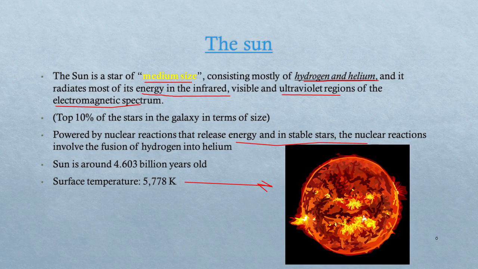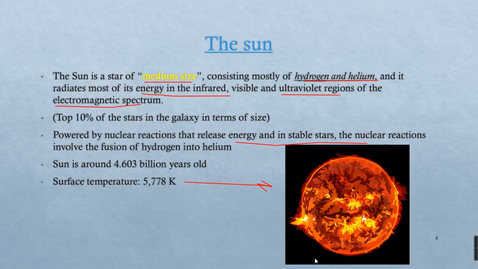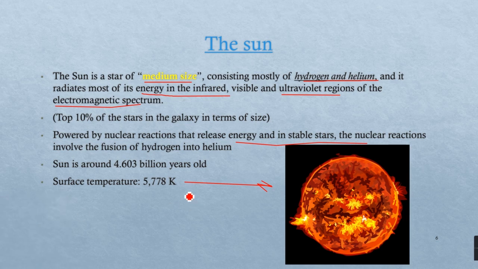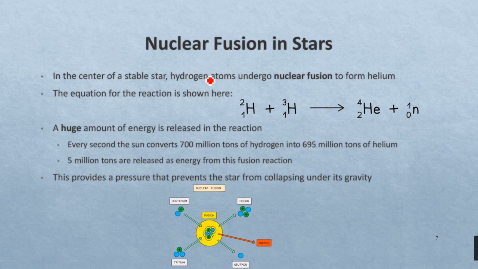The Sun is around 4.6 billion years old, and its surface temperature is 5,778 Kelvin. So now let's talk about the nuclear fusion that happens in any stable star, including our Sun. The hydrogen atoms inside the star will undergo nuclear fusion to form helium, and then following this reaction will generate a huge amount of energy released in the form of light and heat.